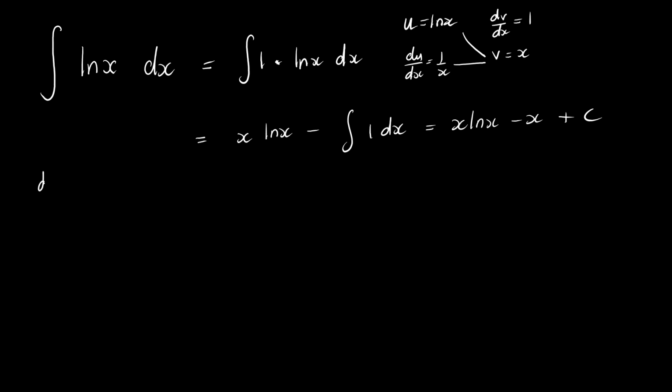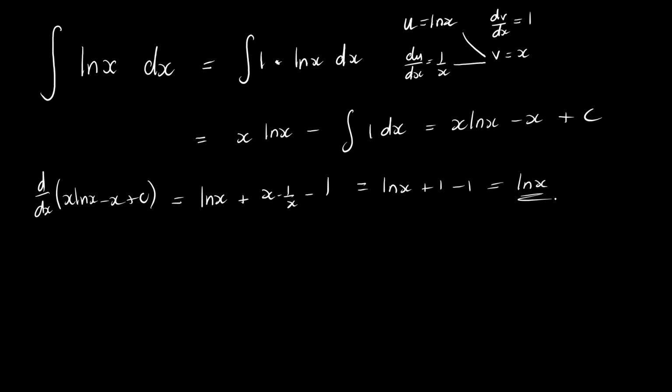If I were to differentiate my answer to check, I've got x log x minus x plus c. x log x is a product, so if I differentiate the x first to get log x, then differentiate the log x, I'm going to get x times 1 over x, minus x plus c. Differentiate x, minus 1. Differentiate c, that goes away. So I get log x plus 1 minus 1 equals log x. That works.